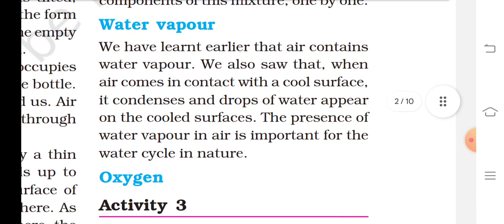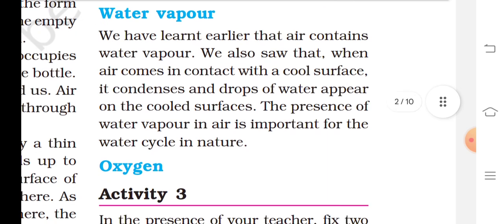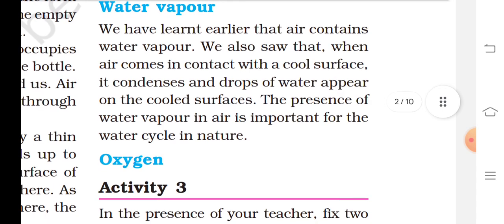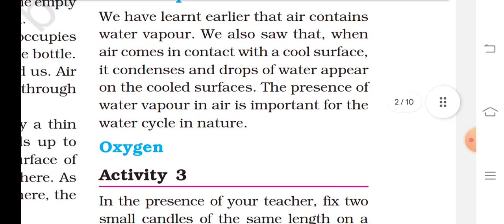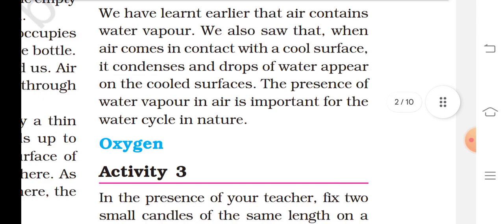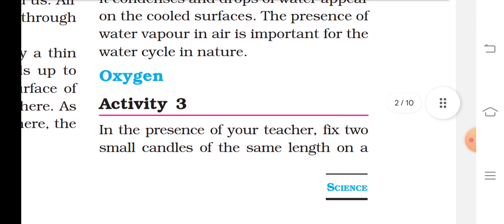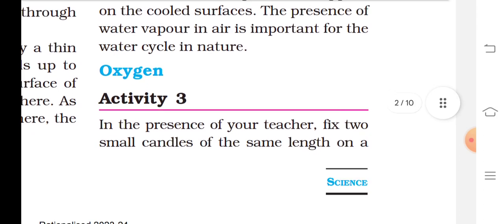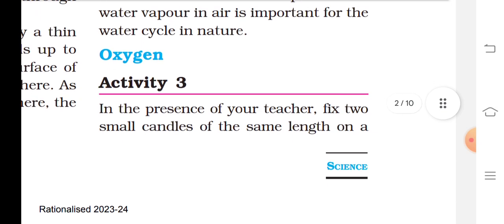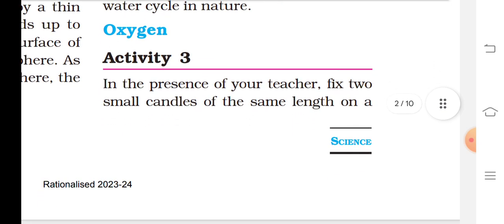Water vapor. We have learned earlier that air contains water vapor. We also saw that when air comes in contact with a cool surface, it condenses and drops of water appear on the cool surface. The presence of water vapor in air is important for the water cycle in nature.